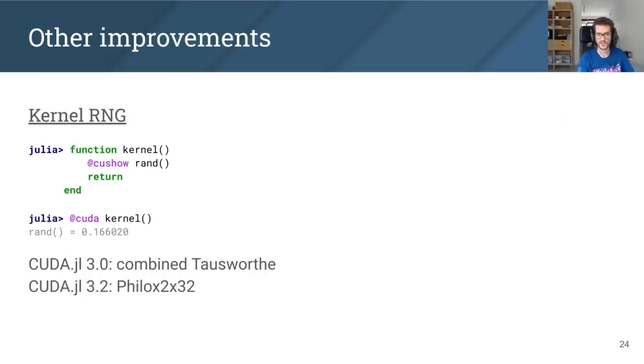For example, we can use it to redefine the rand function. And CUDA.jl 3.0 comes with a GPU-compatible random number generator, and calling the rand function from within a kernel now automatically uses that RNG, and otherwise it behaves as expected. So with CUDA.jl 3.2, performance of the RNG and this functionality, as well as the quality of randomness, has been greatly improved. So if you want to use random numbers in kernels, I recommend using the latest version of CUDA.jl.